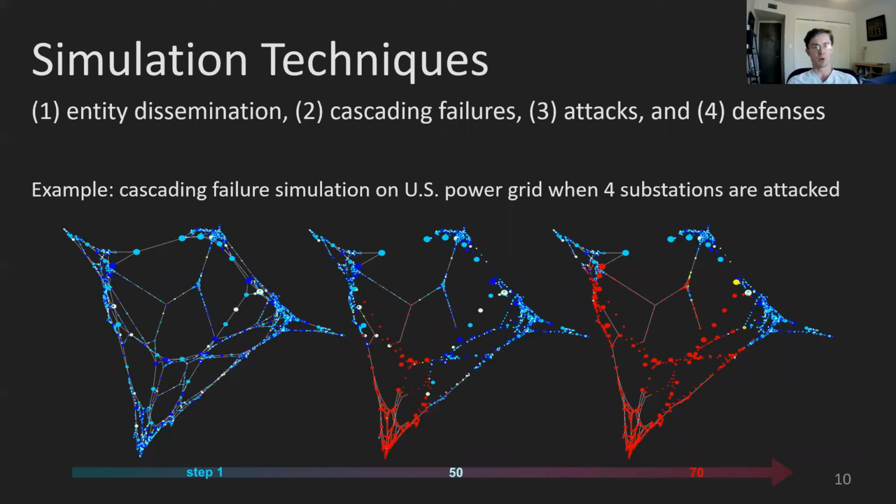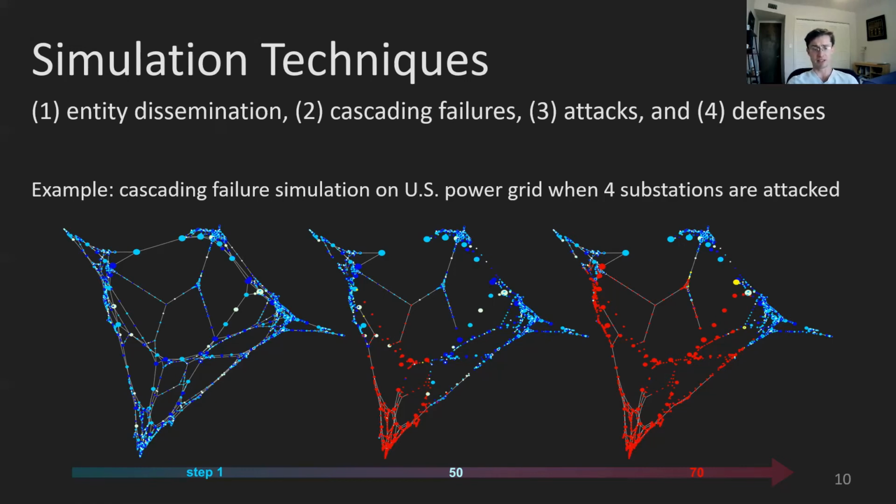So we've already alluded to one of the simulation techniques available within TIGER, the entity dissemination. However, there are also things like cascading failures that we can simulate, along with attack and defense scenarios. Another cool example we can look at is cascading failure simulations on something like the US power grid when a couple of the substations are attacked. Below here is a representation of the US electrical grid. At time step 1, we can simulate different loads of the network indicated by the shades of blue. A heavier load is in dark blue, and a lighter blue indicates a lighter load. And we have different capacities represented by node size.